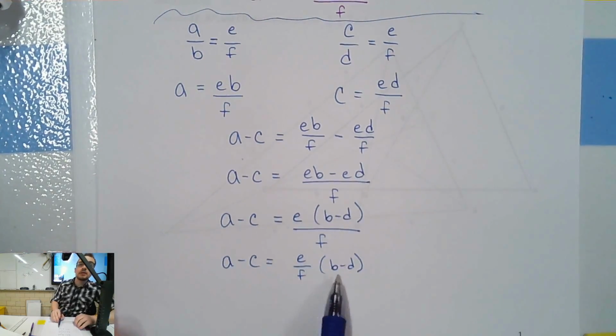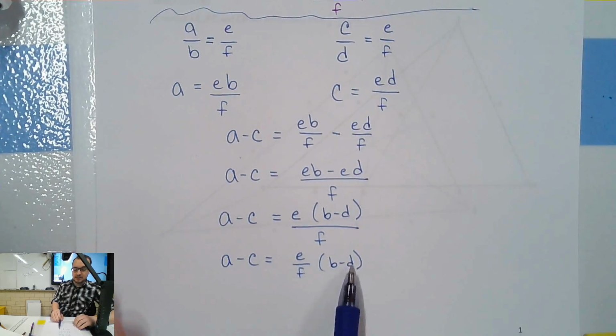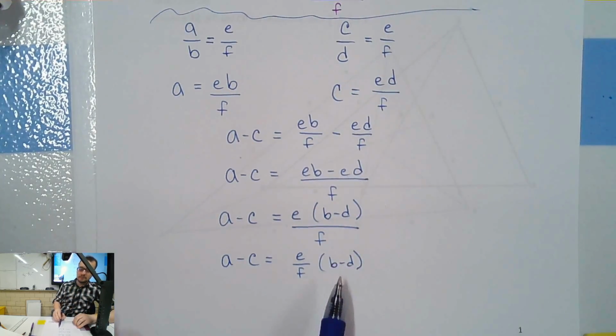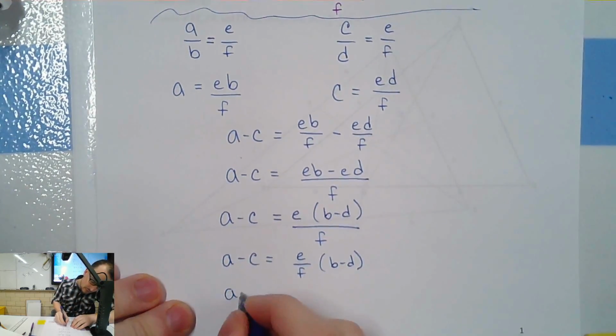Divide by the quantity of B minus D, right? Remember, we don't say parentheses B minus D parentheses, right? Parentheses is hard to say. I can barely say it. We say the quantity of B minus D, okay? So I'm going to move that over by division, and I get this.